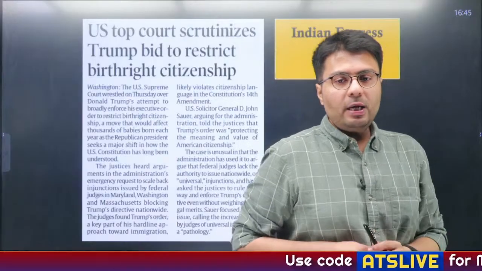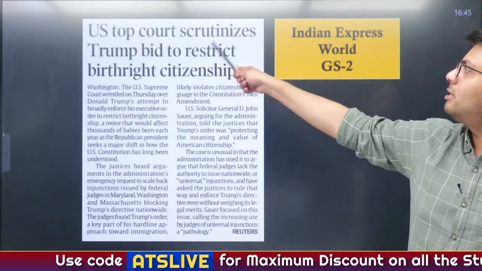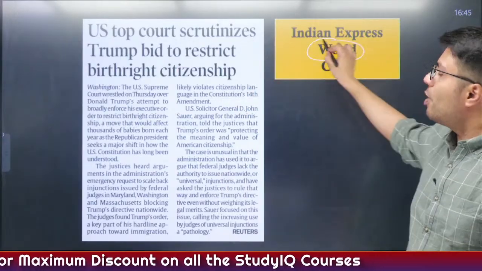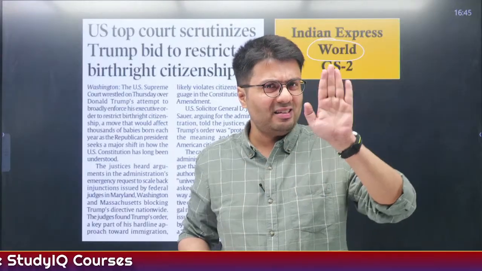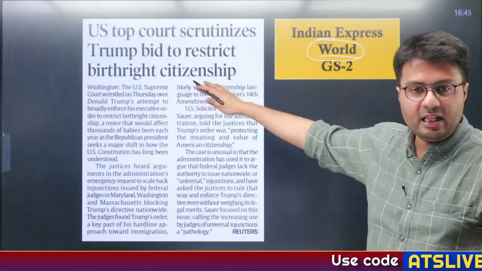Now let us move to another article. This talks about US courts. It scrutinized Trump's bid to restrict the birthright citizenship. Now it appeared in the world page. World page is actually the one just behind the front page. Front page is an ad. After that, when you turn the page is world page. So I have taken that article from here.